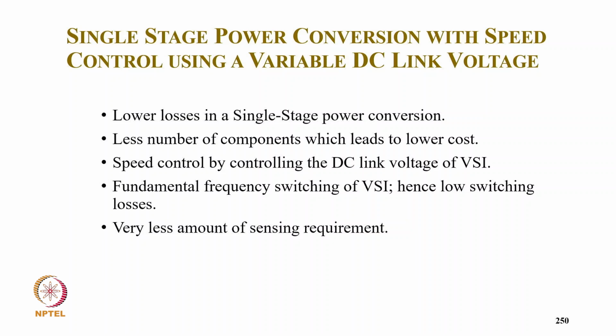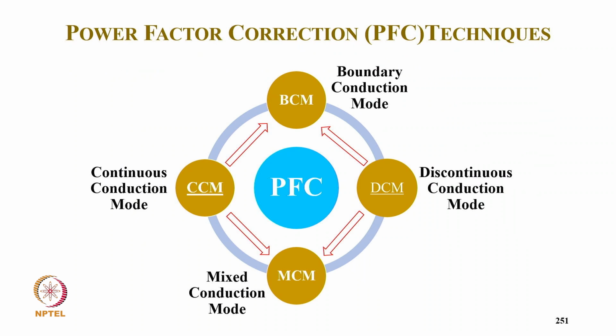So now coming to single stage power factor correction with speed control using a variable DC link voltage. It gives lower losses in single stage power conversion and fewer components, which leads to lower cost. Speed is controlled by controlling the DC link voltage of the voltage source inverter, with fundamental frequency switching of the VSI, low switching losses, and very little sensing requirement. And this is typically the power factor correction technique.